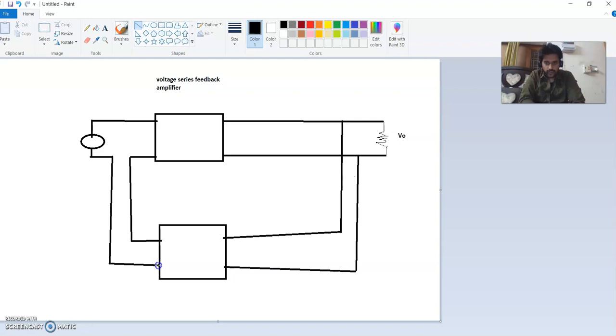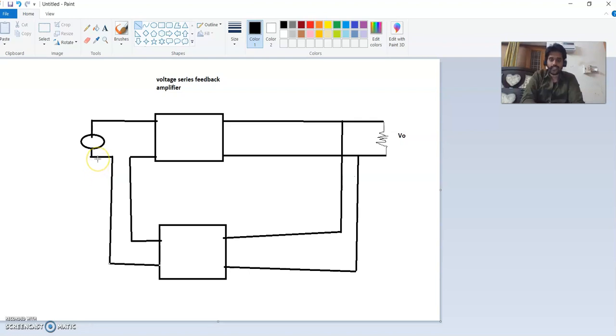Hence voltage is the element that has been taken from the output end, and the output is also in voltage format and it is going to be clubbed with Vs.